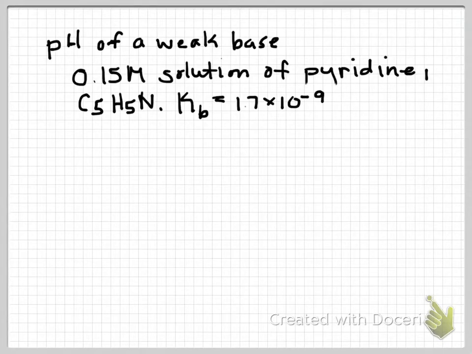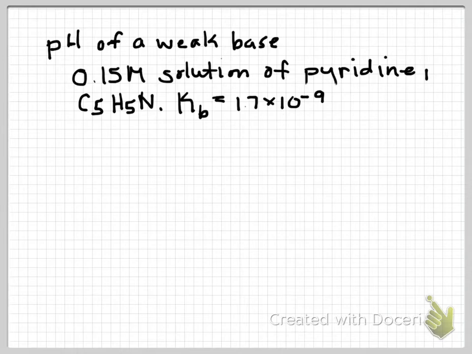Hi, in this video we will be looking at the calculation of the pH of a weak base. In this example I am trying to calculate the pH of a 0.15 molar solution of pyridine, which is a weak base with the formula C5H5N. It has a Kb of 1.7 times 10 to the minus 9th.